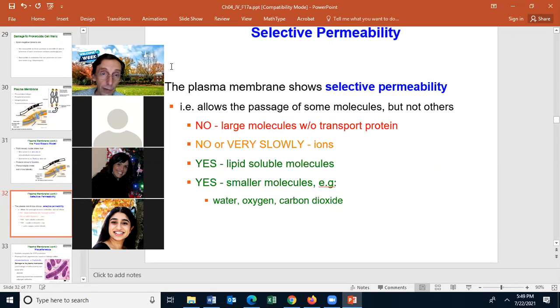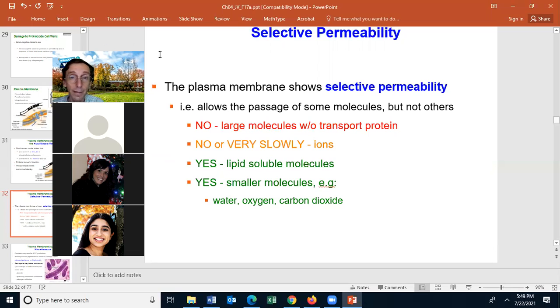The membrane shows selective permeability. What this means is that it allows some molecules to pass, but not other molecules. Large molecules cannot pass the cell membrane without the help of a transport protein. Ions either do not pass the cell membrane, or if they do pass, they pass very, very slowly.